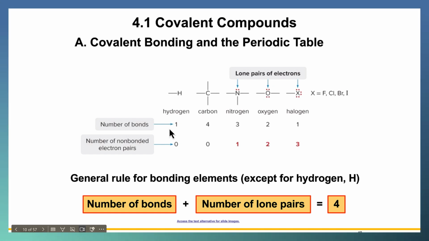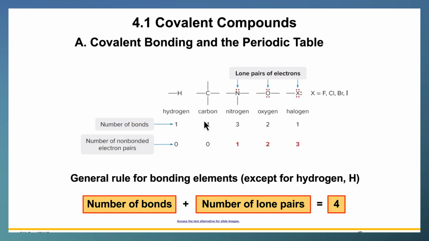Hydrogen is in group 1. It's too small to have more than 1 bond. So anytime you see hydrogen in a compound, know that it is not going to be found in the middle of the compound. It'll always be on the periphery because it can't connect 2 things, since it doesn't have enough room to see that many electrons. So hydrogen is always going to form 1 bond and have no unbonded electrons.